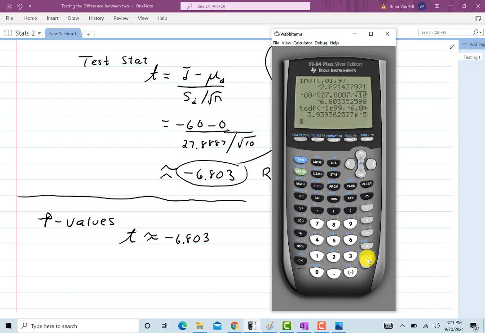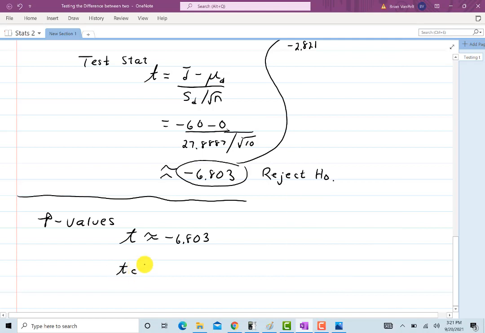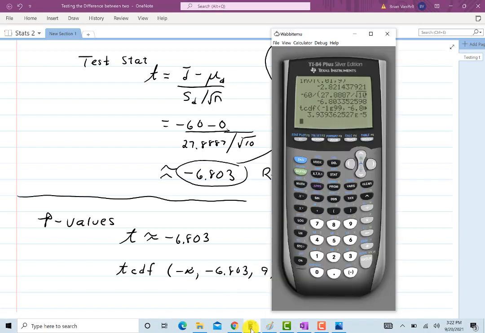And remember, we have tcdf. You put the lower limit, negative infinity, then the upper limit, and then you put the degrees of freedom. And this gave us approximately 3.939 E negative 5.